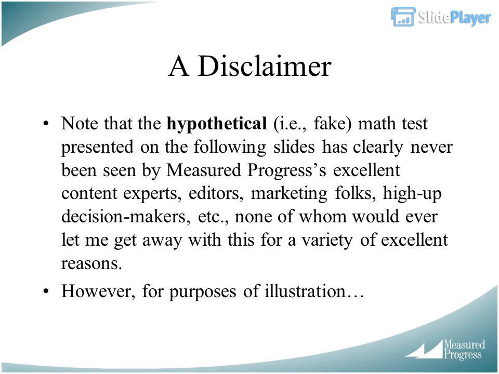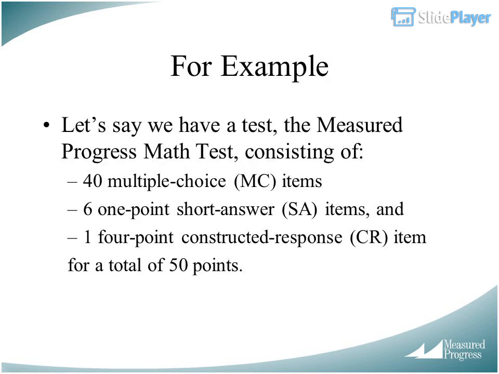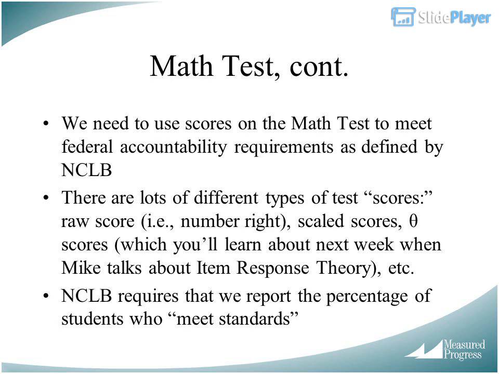However, for purposes of illustration, let's say we have a test, the Measured Progress math test, consisting of 40 multiple choice, MC, items, 6 one-point short answer, SA, items, and 1 4-point constructed response, CR, item, for a total of 50 points.